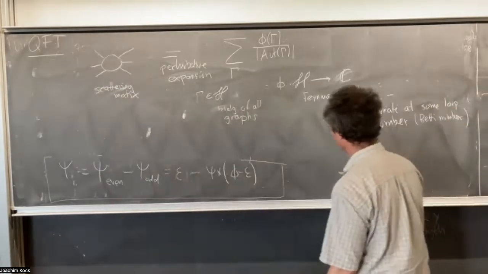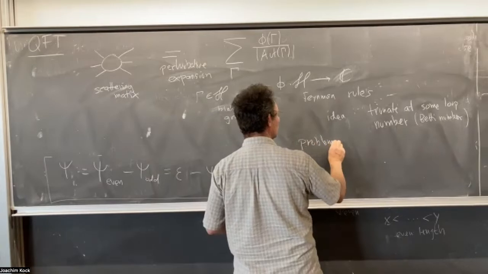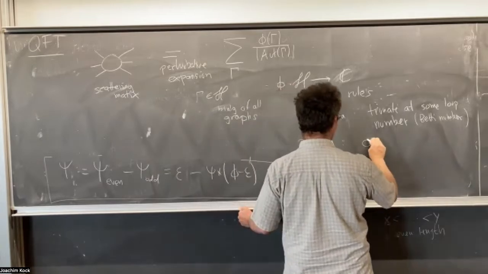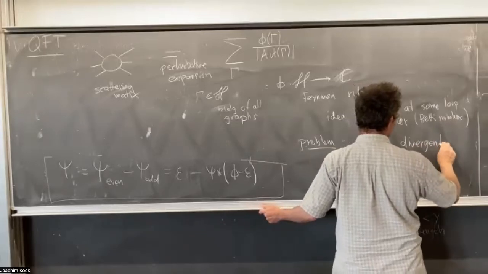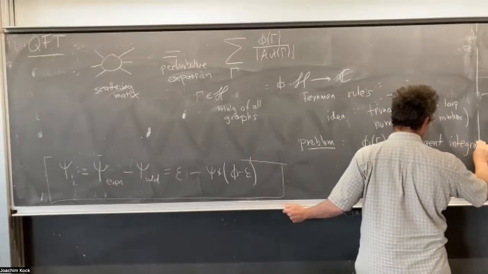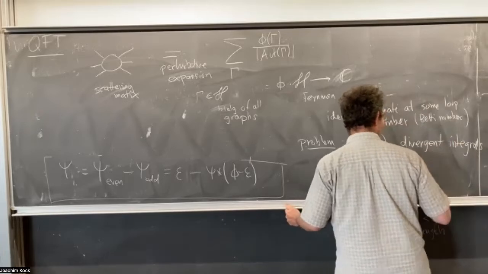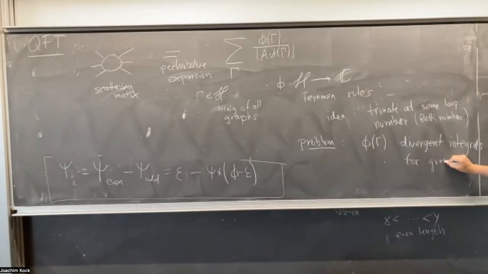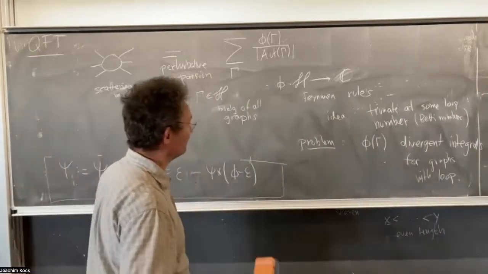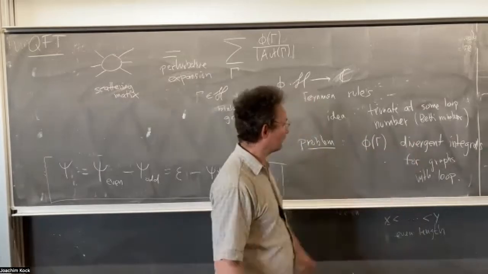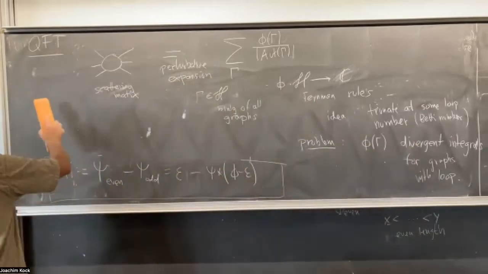Now the problem is that all these are divergent integrals for graphs with loops. So you get infinite quantities, and you cannot sum them. So renormalisation is the art of extracting a finite number from these infinite numbers.